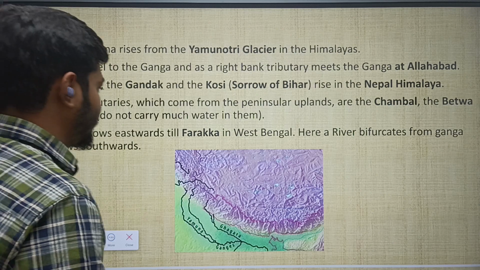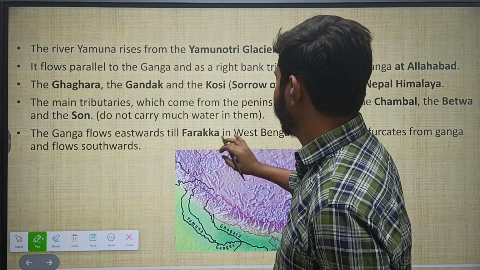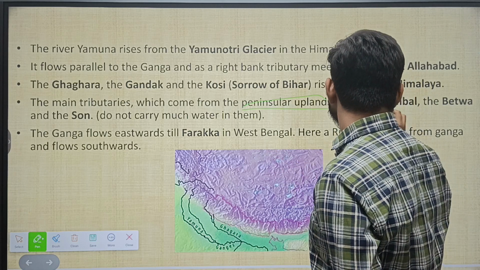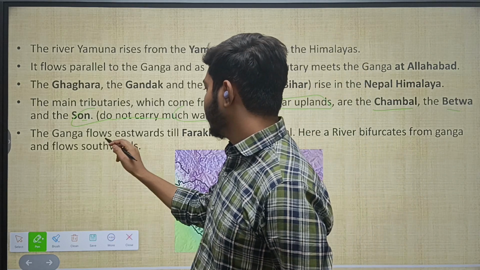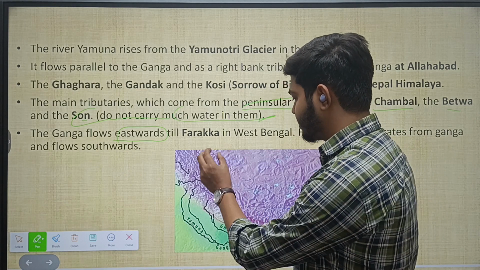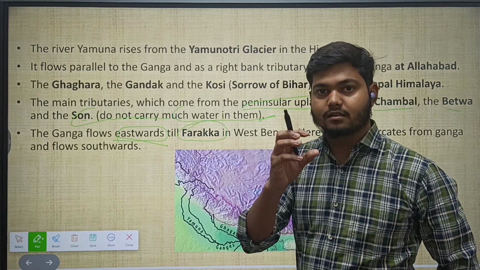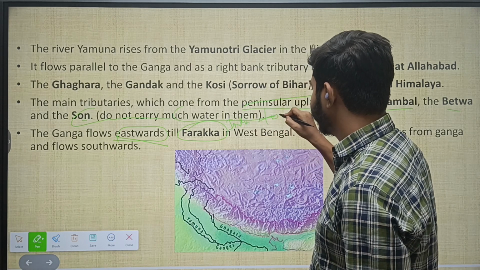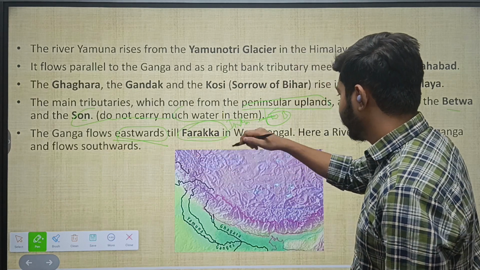Okay, so let's continue our topic. So we had discussed the main tributaries from the peninsular uplands, which are Chambal, Betwa, and so on, and they do not carry much water in them. Okay, so the Ganga flows eastward. As you will see, the river Ganga, from its origination point, flows eastward till Farakka. Farakka is a region in West Bengal, India. Up to Farakka, the Ganga flows eastward till Farakka in West Bengal.